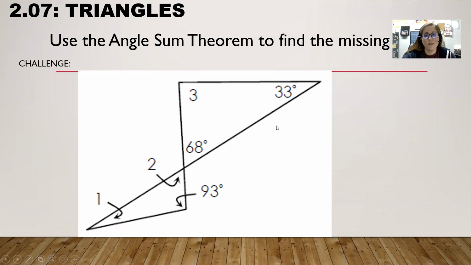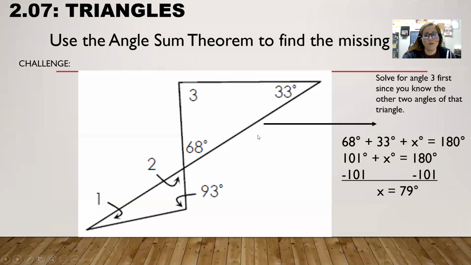So let's start there. Okay, let's start with angle 3. Since we know the other two angles of that triangle, that's why we're going to start with angle 3. Even though it's listed as the missing angle measure of 1, 2, and 3, as long as we can start backwards, it's okay. We're still going to get the correct answers.